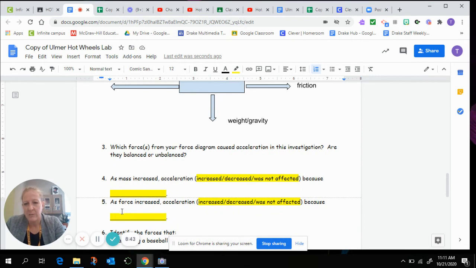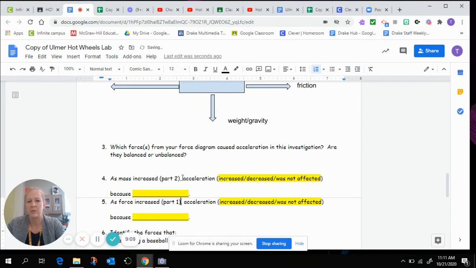Then question 4 and 5, you're going to use your graphs to answer this question. As mass increased, this was part 2 of our experiment. So you're going to look at your data from part 2, and you're going to see as the mass of the car increased, what happened to the acceleration and why did that happen? And then question number 5 is actually related to part 1.